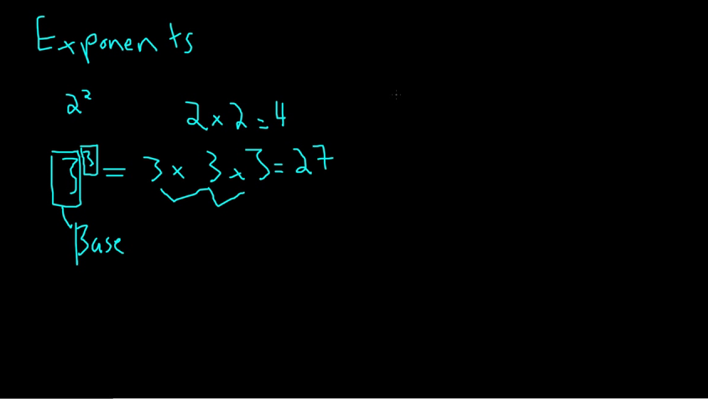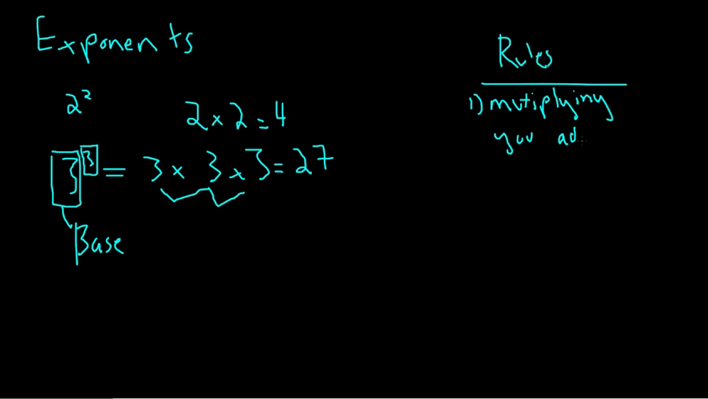And there are some rules with it. Rule 1, when multiplying, you add the exponents. So say an example of 2 to the 4 multiplied by 2 to the 7, and that will give me 2 to the 11.